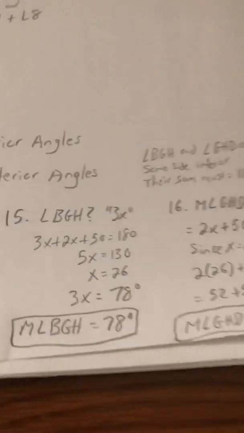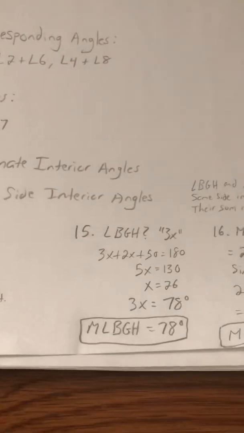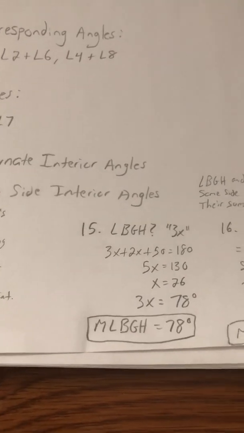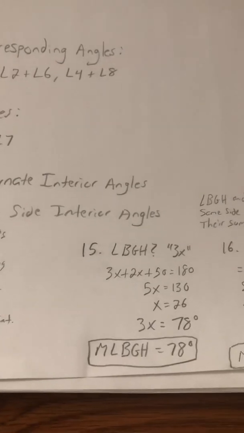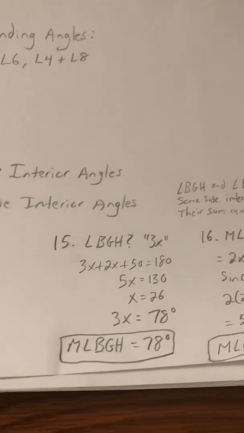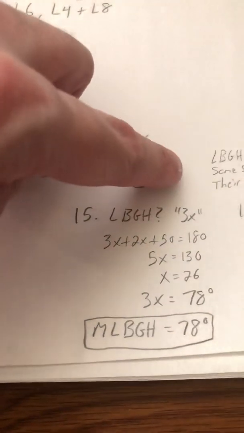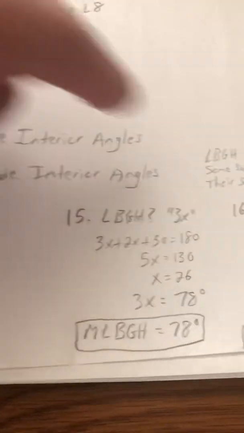So here, 15 and 16 are a little bit trickier. It's asking you for BGH. Obviously, you can't find BGH if you don't know GHD. So the first thing you have to do is find out what x is, because obviously here the angle is 3x.